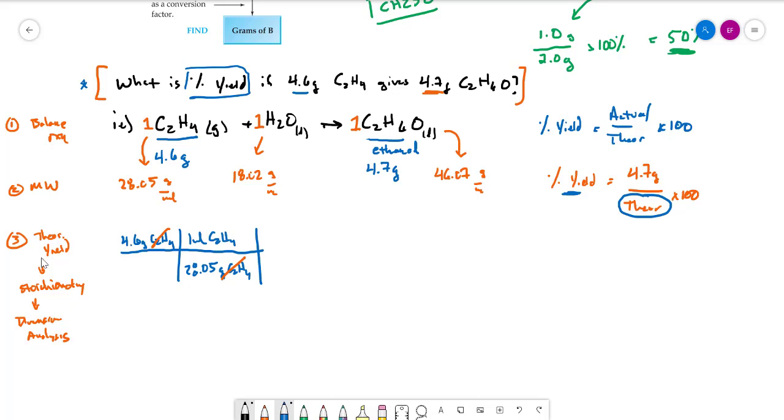Now we can relate C2H4 to the moles of C2H6O that are being produced, because we're thinking about the theoretical yield. How much of this can we actually produce? And we know that they're produced in a 1-to-1 ratio. So we can say dimensionally 1 mole for every 1 mole of C2H4, we are going to produce 1 mole of C2H6O, right? And so let's get rid of our units. Now we're in units of moles of the C2H6O, our ethanol.